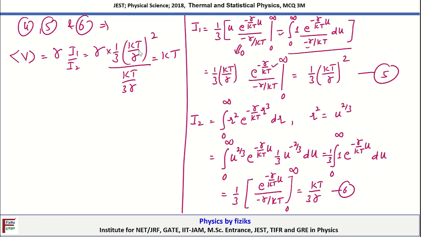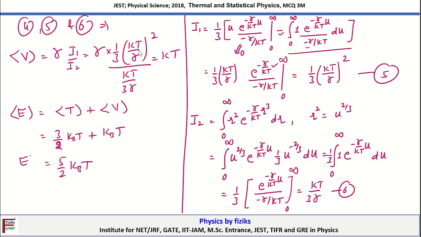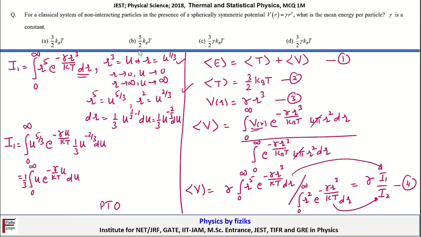So therefore the average energy per particle is equal to the kinetic energy plus the average value of the potential energy. Remember that we are doing this calculation for a single particle. So 3/2 kT, that's the average translational kinetic energy, plus potential energy kT, and this is equal to 5/2 kT. Okay, so therefore option B is the correct one here.